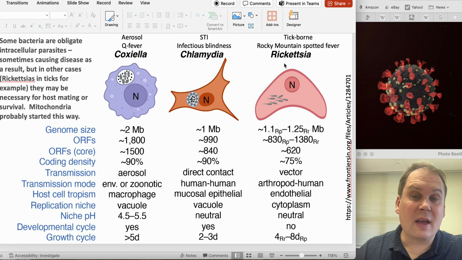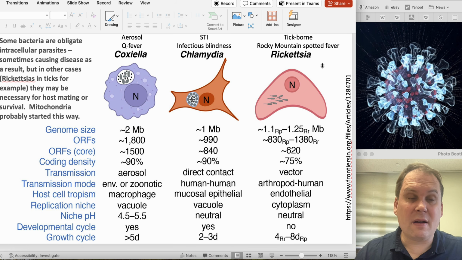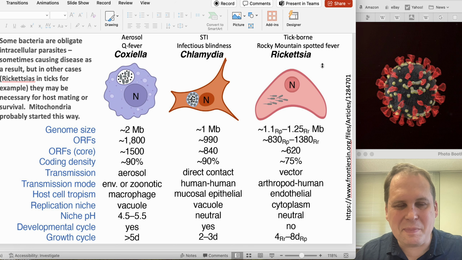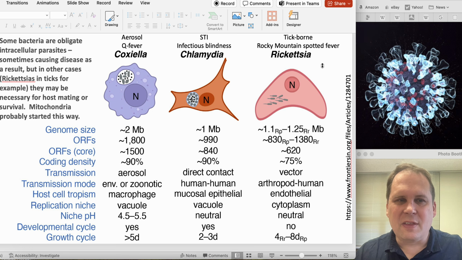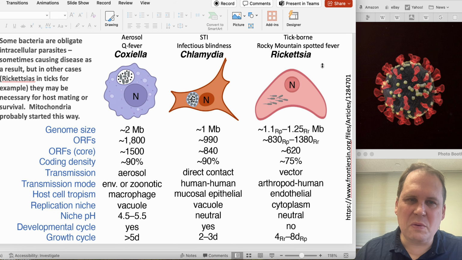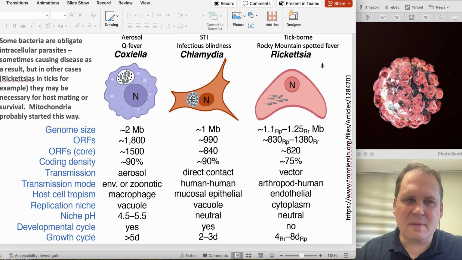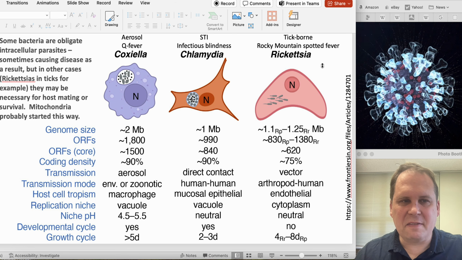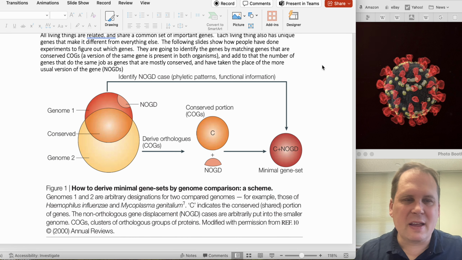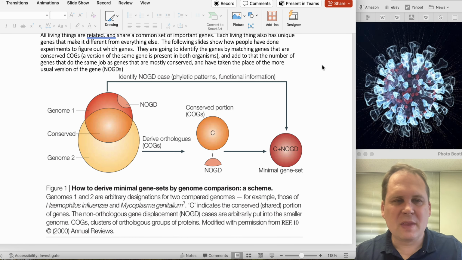Neat thing about rickettsia is that there are rickettsia bacteria that are actually required by their tick hosts. So they don't cause disease, at least as far as we understand, but they do make it possible for the ticks to actually live and breed. So that's kind of cool. Yeah. We think maybe mitochondria came from this sort of origin.